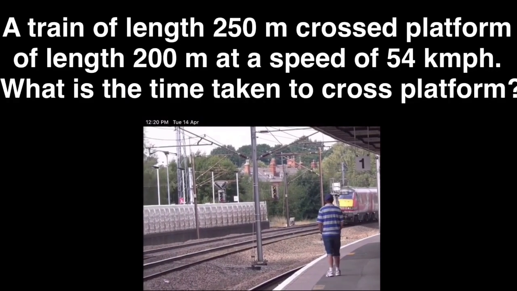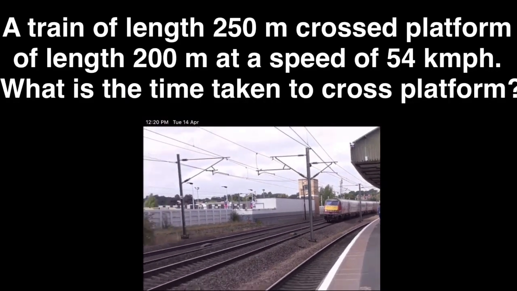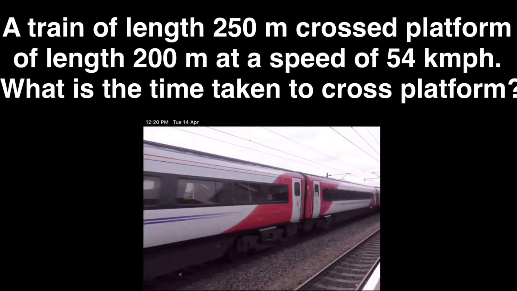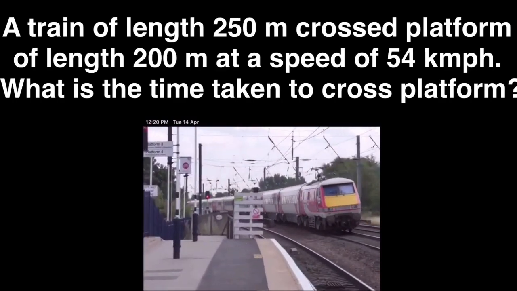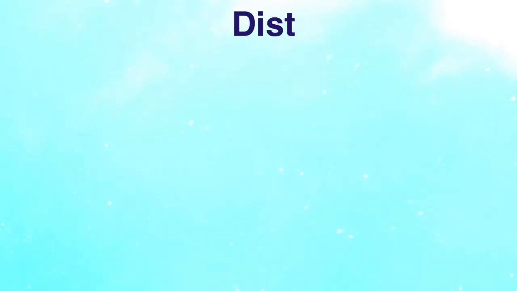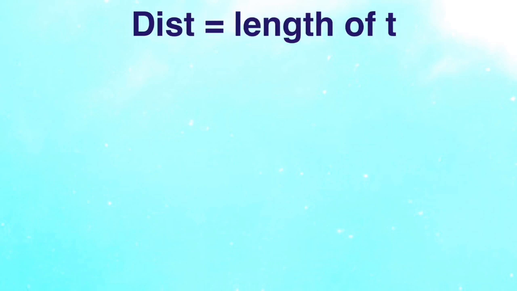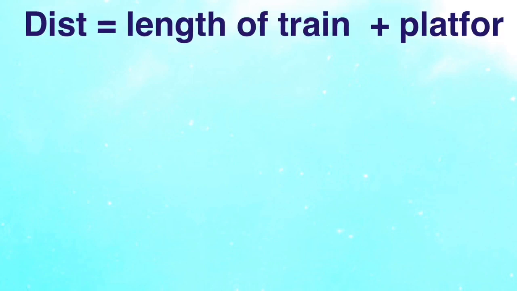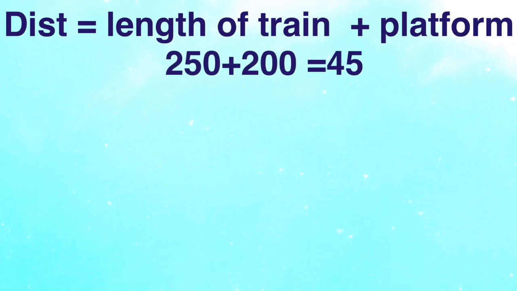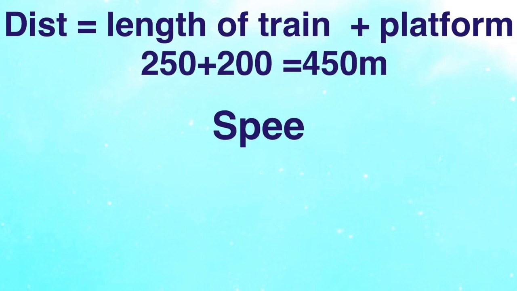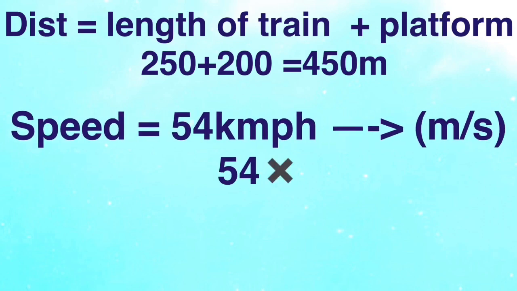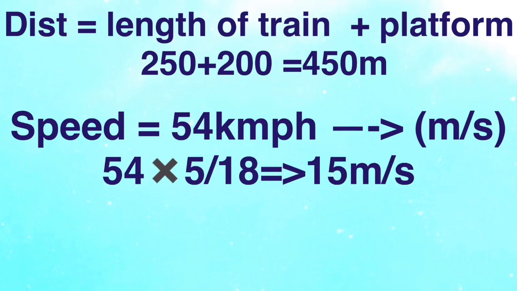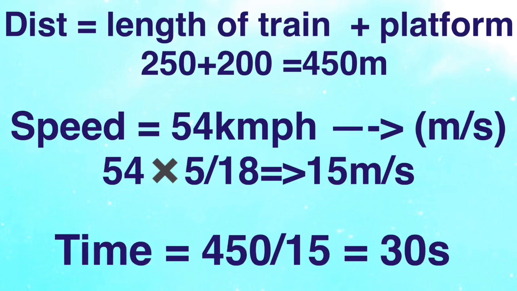A train of length 250 meters, crossed platform of length 200 meters at a speed of 54 kilometers per hour. What is the time taken to cross platform? First, distance is length of train plus platform, that is 250 plus 200 is 450 meters. Speed is 54 kilometers per hour converted to meter per second. So 54 into 5 by 18 is 15 meter per second. So time is 450 by 15 is 30 seconds.